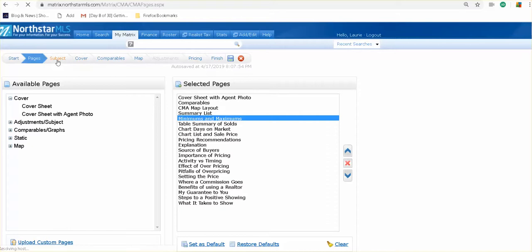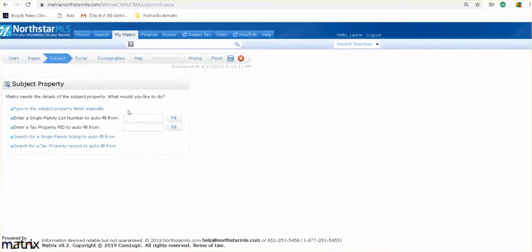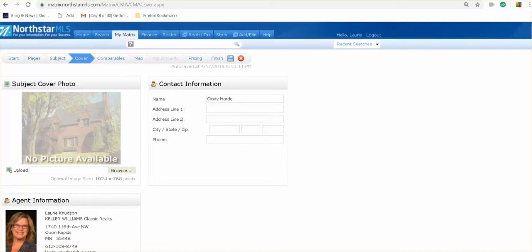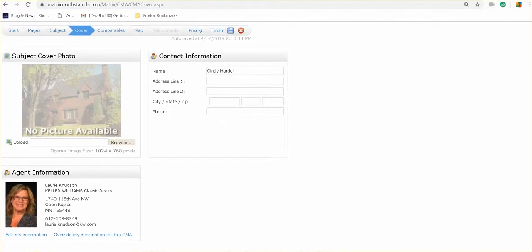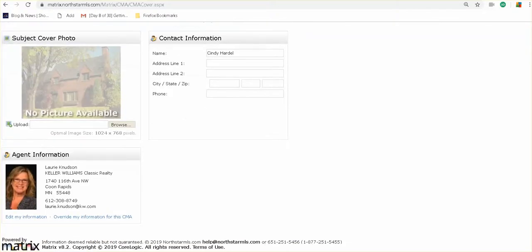Now you go to your subject property. And in this case, I'd probably fill in her PID because I want to bring it up from the county, and then I'd hit fill. I'm not going to do this to protect hers, so I could also go find a former listing number on hers if I wanted to. Then I can look at my cover photo. Notice that my information populates here because I filled out my Matrix, my information CMA portion.